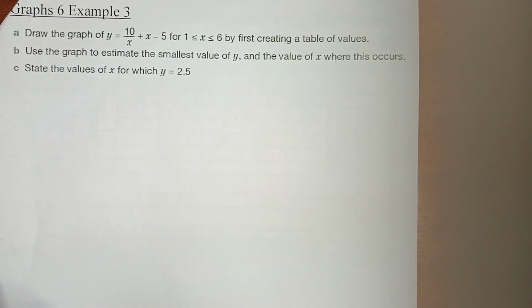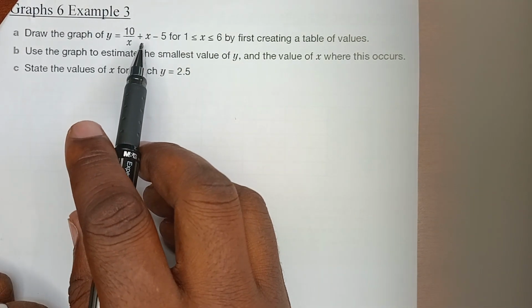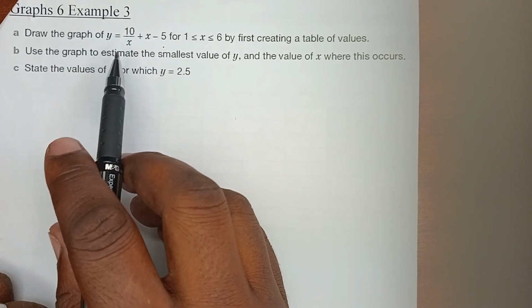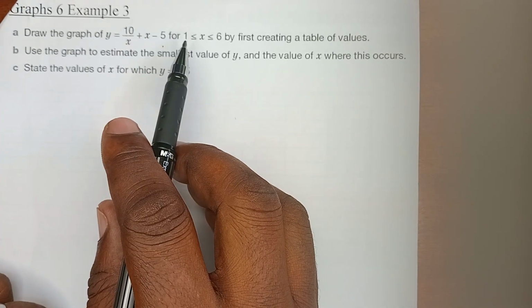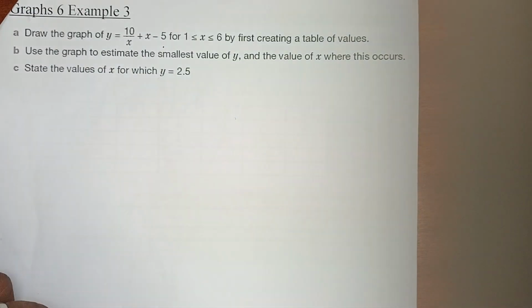Once again, welcome to my YouTube channel, and in this video I want us to get to the next level of plotting graphs, and of course use the graphs plotted to answer the questions that follow. We are told to draw the graph of y equals 10 over x plus x minus 5 for the range of x from 1 all the way to 6 by first creating a table of values.